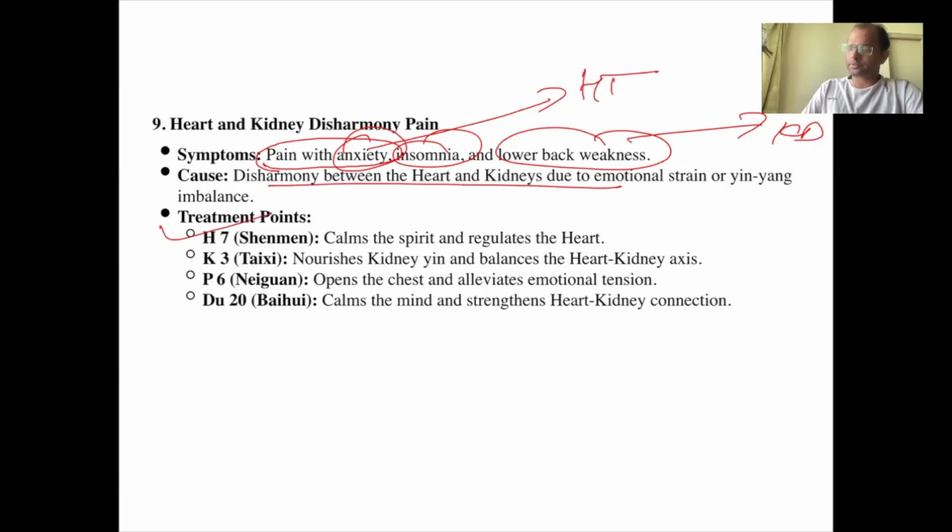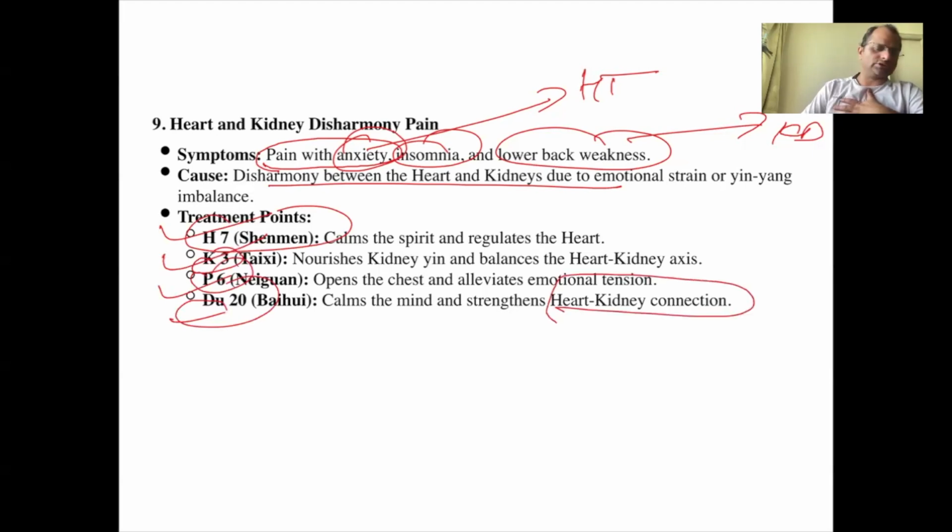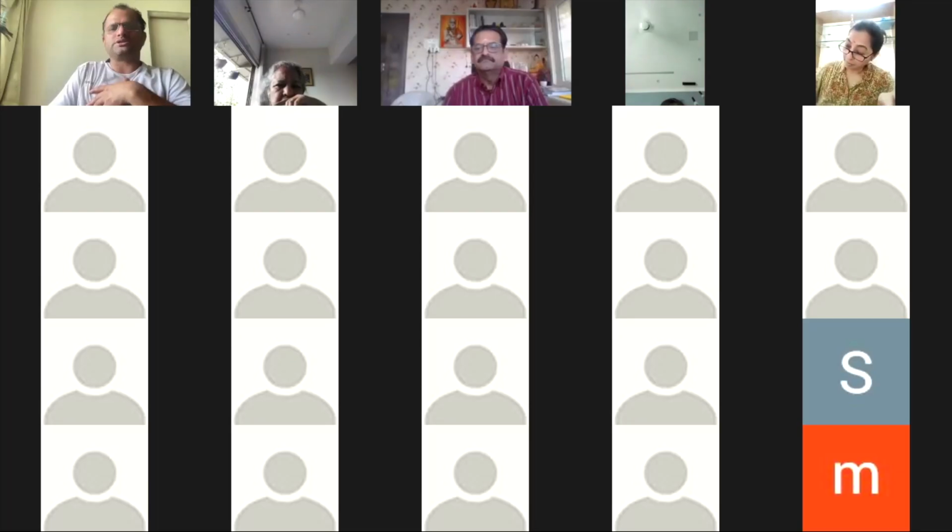Heart 7, kidney 3, pericardium 6, and UB20. Heart 7 is for the heart; it will calm down the spirit. Kidney 3 will help the kidney. Pericardium 6 is for the chest, and UB20 strengthens the heart-kidney connection. So this was the 9th type of heart pain.